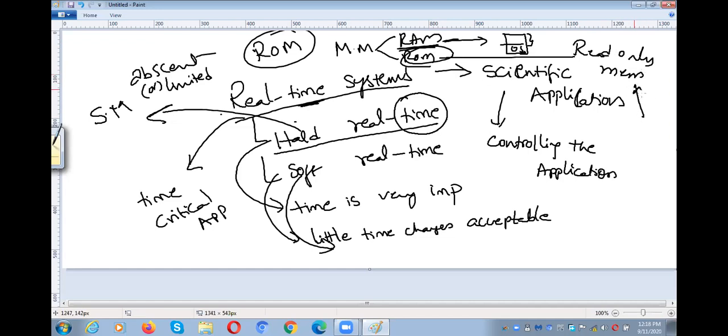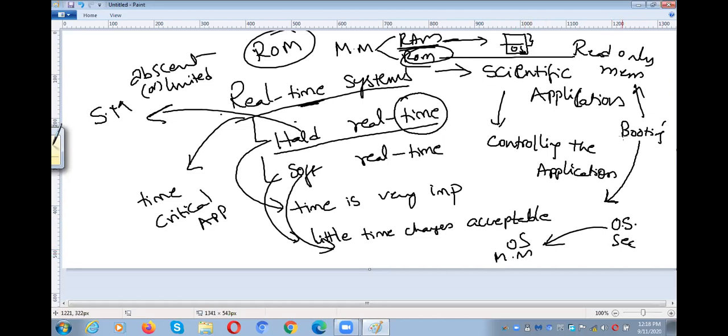So I already told you about the booting program. What is booting? It is the first program executed by the computer, by the CPU. What is the responsibility of a booter? It needs to load the OS from secondary memory to main memory.